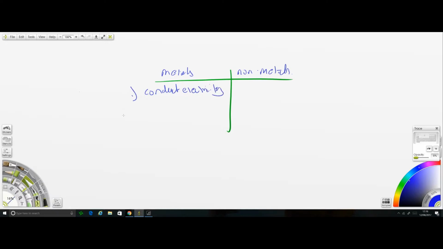So number one. Number two is they have a high melting and boiling point compared to non-metals. Melting and boiling point. So I'm just writing BP for short, but that stands for boiling point. So melting point and boiling point. Number three is metals are ductile. What this means is you can stretch them out to make wires.